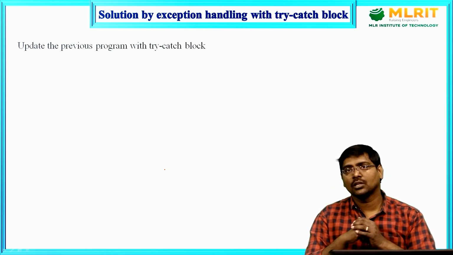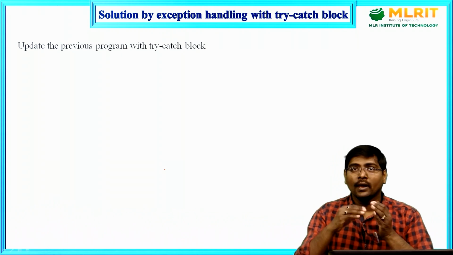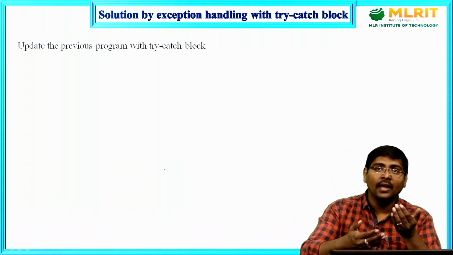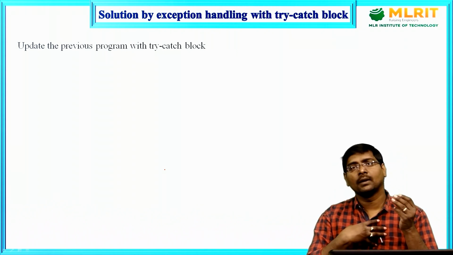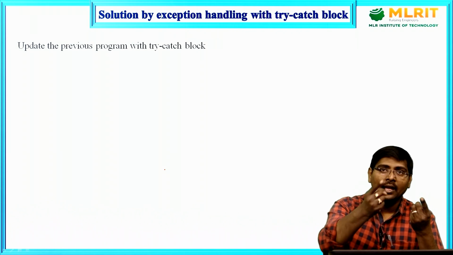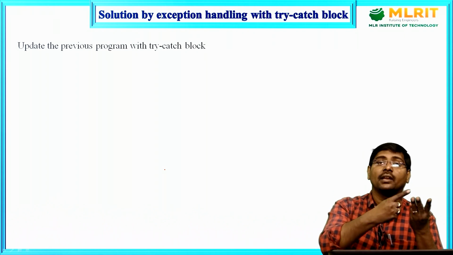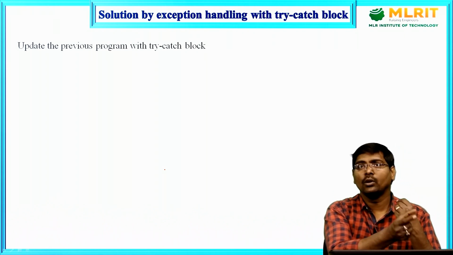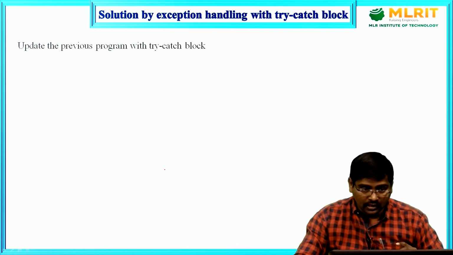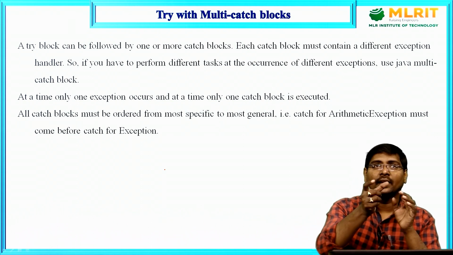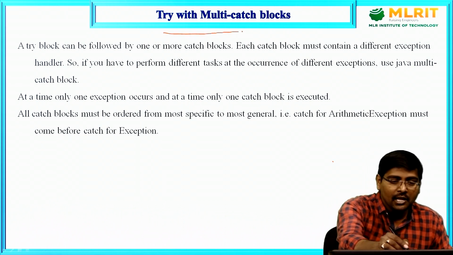Now my next question is, sir, in your program, is only one exception generated? No. A program can generate any number of exceptions. Then what do you do? For example, my program may generate arithmetic exception, it may generate array index out of bounds exception, it may generate null pointer exception. Then if you write only one catch block, how does that catch block handle all types of exception? For that, the next point is try with multiple catch blocks.